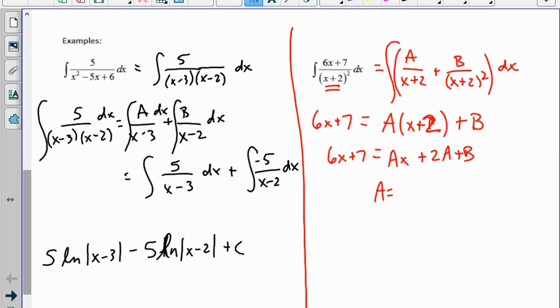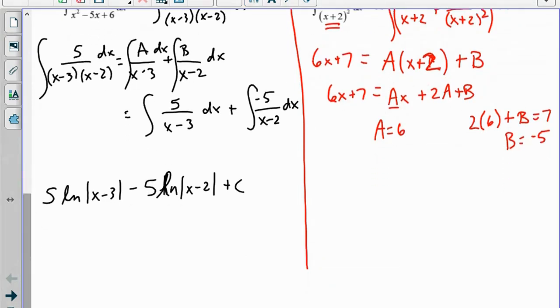So notice that A has to be 6 because that's the only thing that has an x. And since that's true, if A is 6, 2 times 6 plus B must equal 7. So that means B equals negative 5.